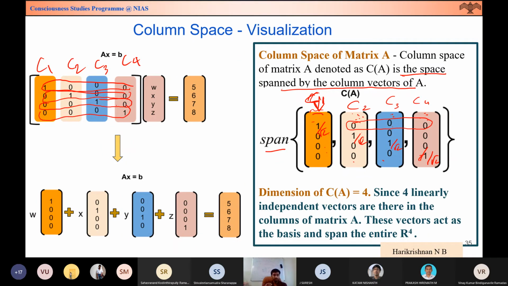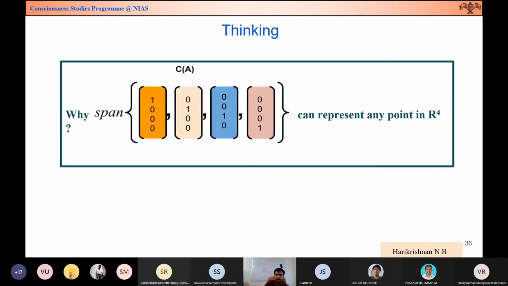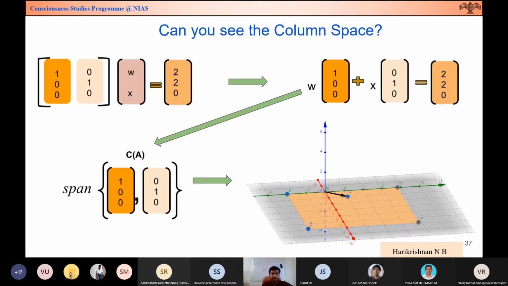So row space, column space, these are very, very interesting. Professor Gilbert Strang talks about this in greater detail, so I would recommend you to go through his material. I will share those materials at the end. So now let us do some examples.